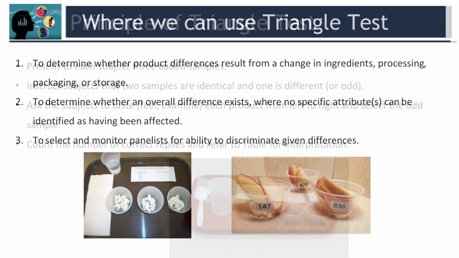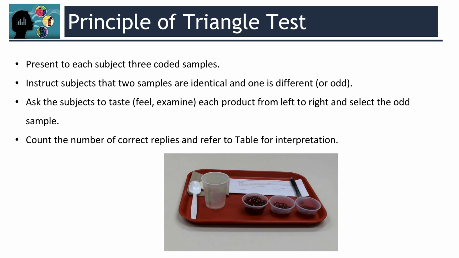When you present the test samples, present to each subject 3 coded samples. Instruct subjects that 2 samples are identical and 1 is different, or odd. Ask the subjects to taste, feel, and examine each product from left to right and select the odd sample. Count the number of correct replies and refer to the table for interpretation.